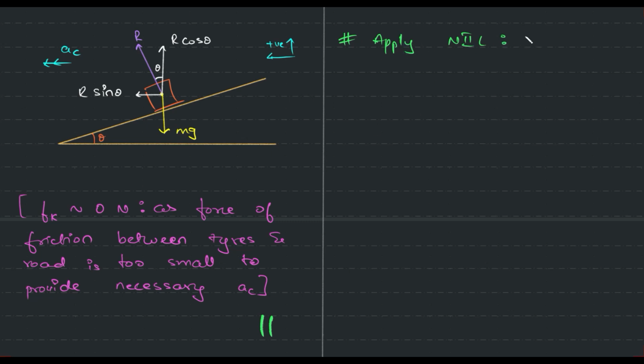Yeah. So first thing is always get an expression for vertical scenarios. Along the vertical, we have R cos theta minus mg equal to 0 because the cycle is not going up or down. So we have R cos theta equal to mg.